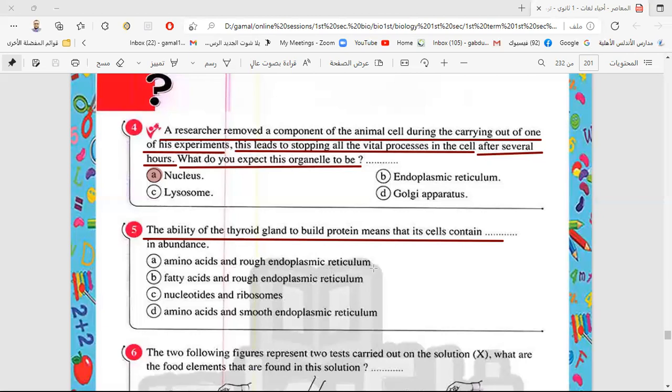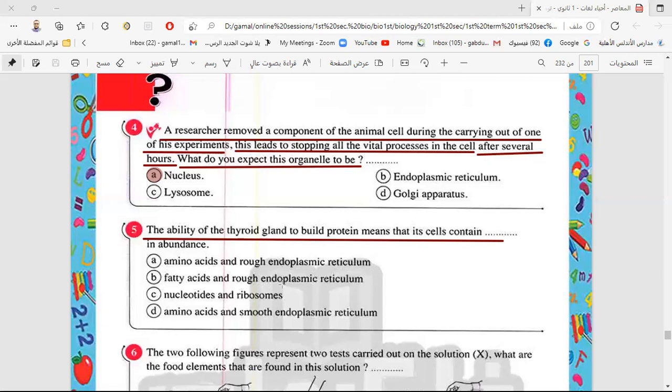Remember, building proteins is a function of ribosomes. You remember? Building protein is one function of the ribosomes. And the ribosomes are found on the rough endoplasmic reticulum. Okay? So let's search which answer is better. Amino acids and rough endoplasmic reticulum is a good answer, but we have to read the other answers.